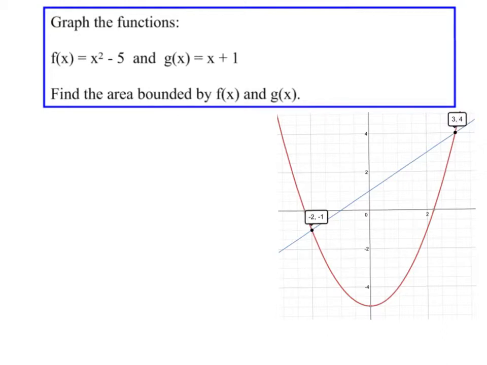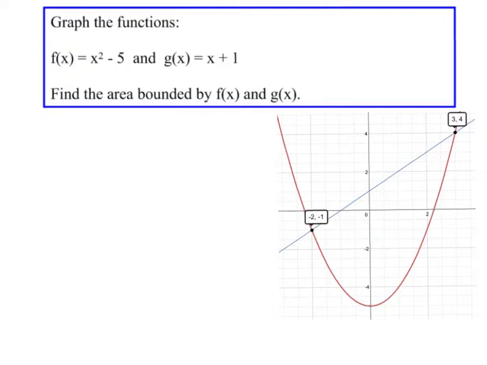In this video, we're just going to review finding the area between curves. So the functions x squared minus 5 and x plus 1, you can see them graphed here below, and we're going to find the area between them. Now, on my graph, I labeled the points where they intersect. You would not need the graph to find the intersection points.